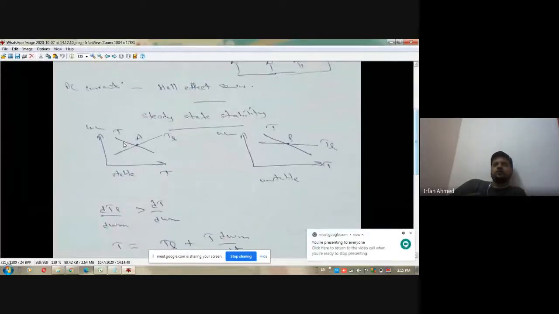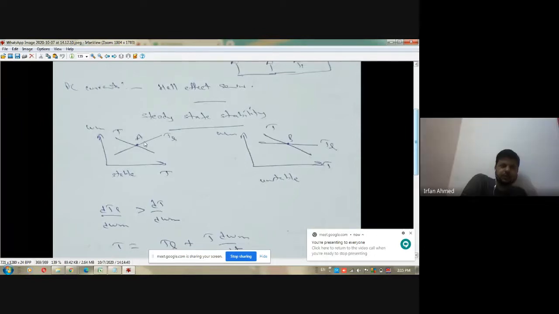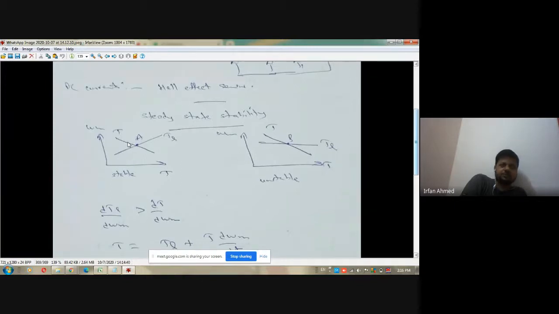The operating point will always move along the motor speed torque characteristic. It will not move along the load speed torque characteristic. So it will move in this direction. The speed increases, this will be the direction. Motor speed will increase.